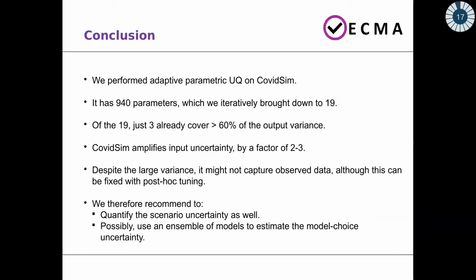And so just to conclude, we did an adaptive parametric UQ campaign on CovidSim. There are other ways of doing this, and we're looking at different machine learning methods to do the same thing now. But here we use dimension-adaptive stochastic collocation. The naive count has 940 inputs, but you can bring this down to 60, and we iteratively brought it down to 19. And of these 19, just a small subset, 3, already cover 60% of the output variance. We looked at amplification, which it does by a factor of 2 or 3.